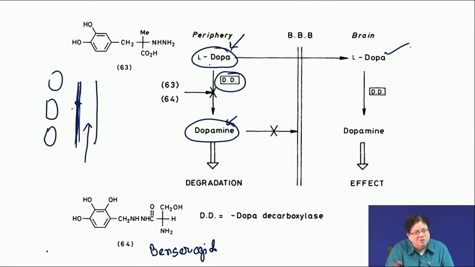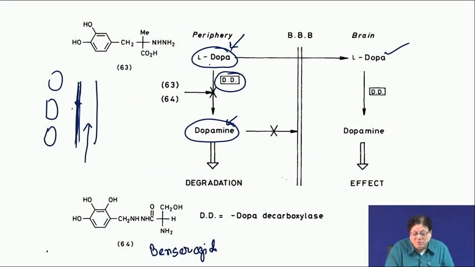So, dopamine cannot cross it. So, most of it remains outside the brain cells. And this dopamine undergoes degradation by, as I said, many monoamine oxidases that will degrade the dopamine.